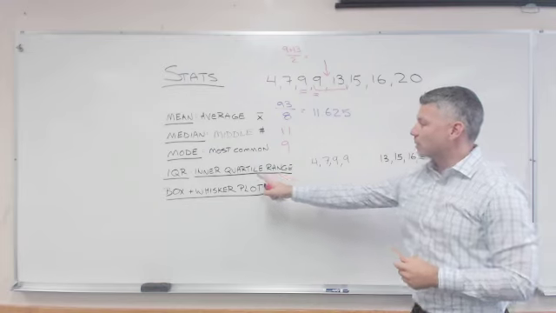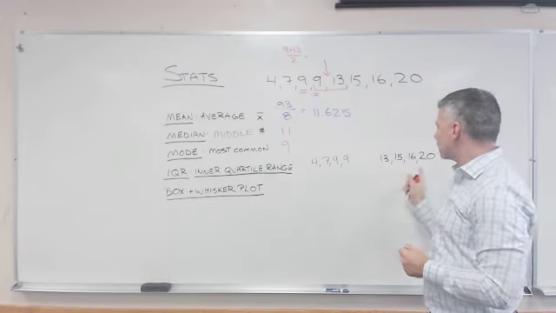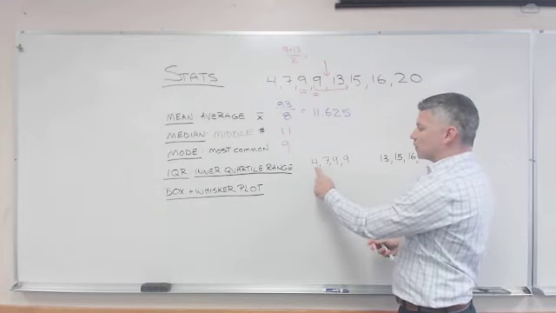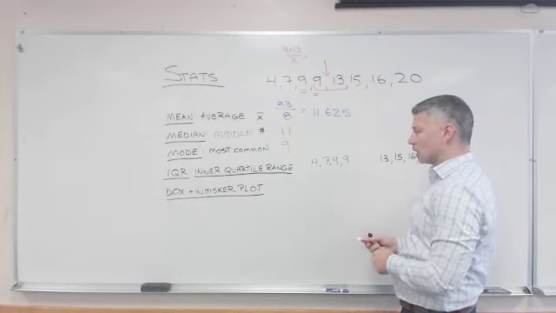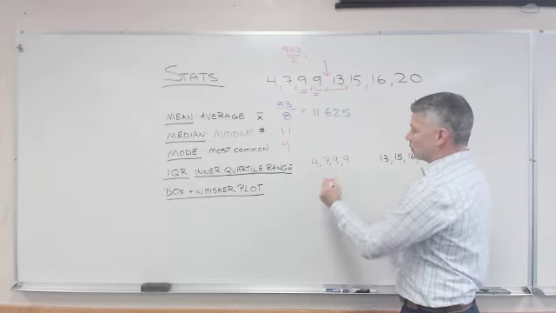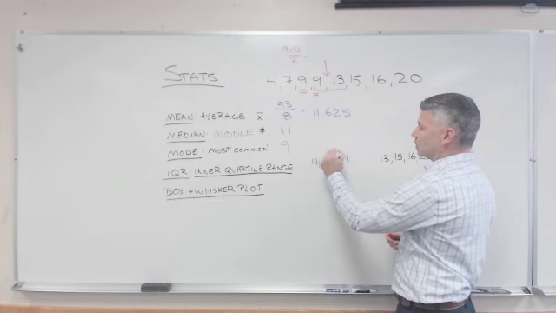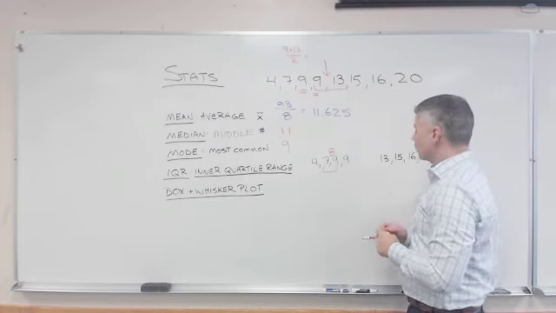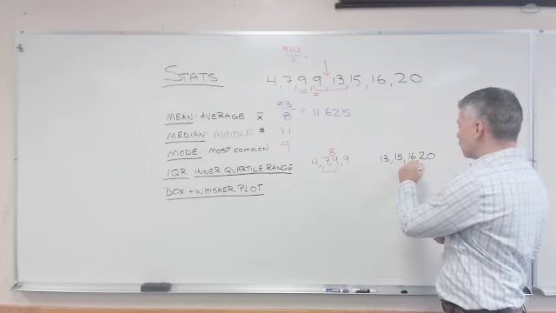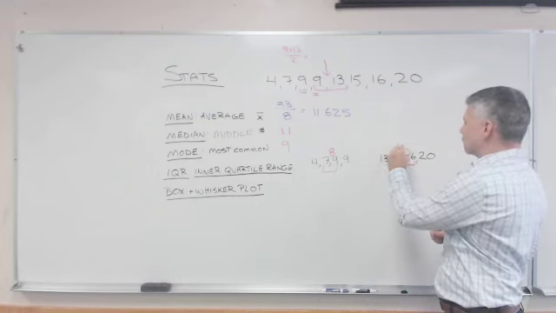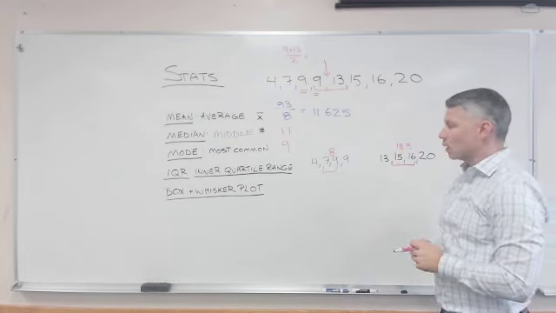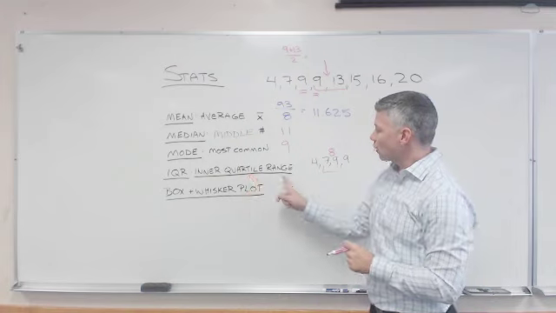In order to find my interquartile ranges, I just find my medians again. What's the median of 4, 7, 9, 9? Well, the median would be in between 7 and 9, which we can see is 8. And the median of 13, 15, 16, and 20 would be in between 15 and 16, or 15.5. And those are my interquartile ranges.